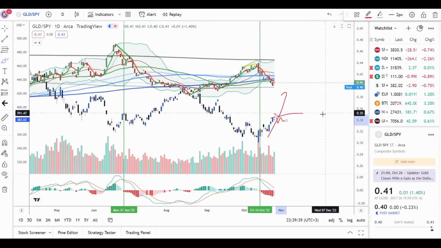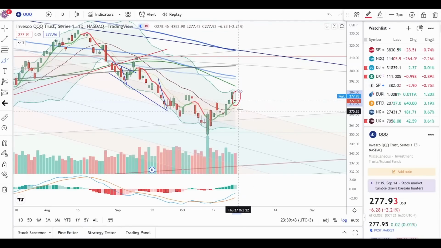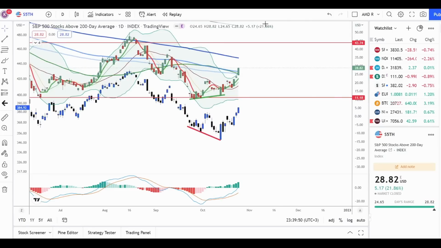But if we get that out of the way, we could see a nice bounce in the Nasdaq, with the Nasdaq perhaps beginning to lead again. Another indicator that is pointing in that direction is this.